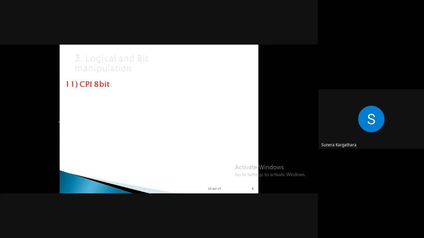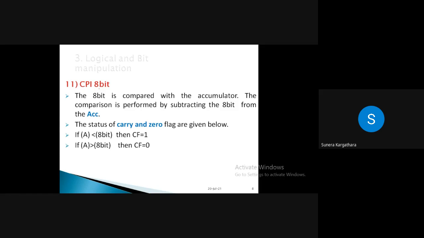But suppose in accumulator you have data 35 and the data you are mentioning is 25. So ultimately 35 minus 25, you will not find carry flag to be set, and your answer will not be 0. So both the flags will be 0. So you can check here: if A is less than 8-bit data, your carry flag is set to 1. If A is greater than 8-bit data, your carry flag is 0. But in both cases, the zero flag condition is the same. Right? It is same like the previous one.